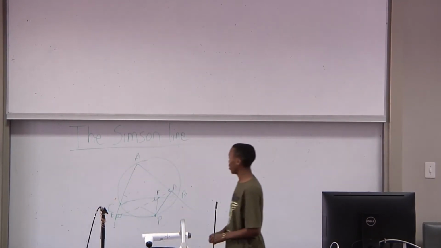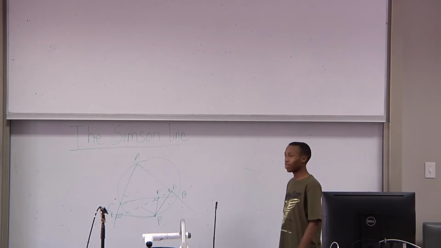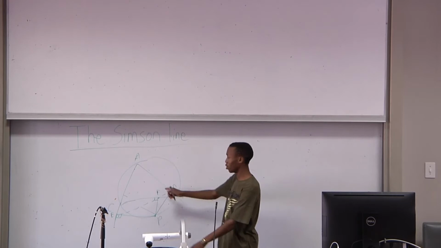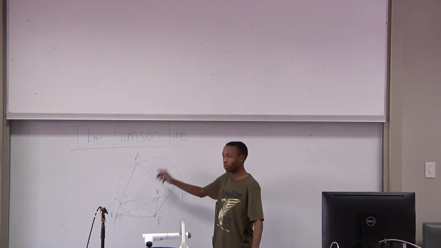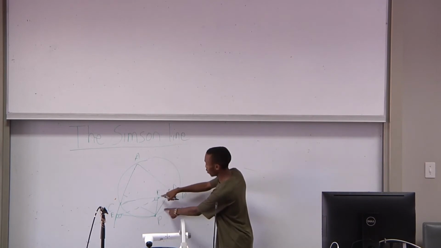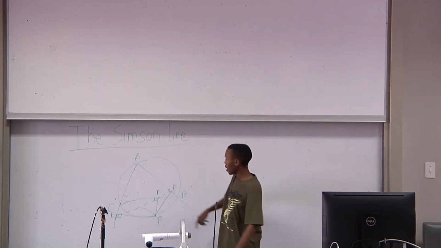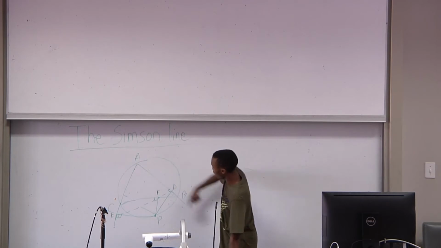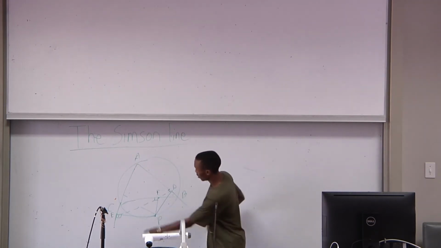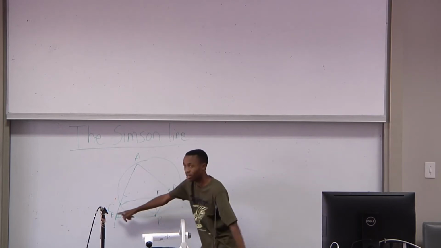Okay, so what we do is we have this point P on the circumcircle, and we draw the perpendiculars onto each of the sides. So the perpendicular to BC, the foot of the perpendicular is the point F here, and we drop a perpendicular onto AB, that's point D here, and we drop a perpendicular onto AC, and that's E here.